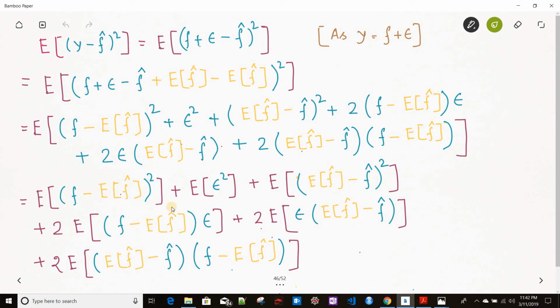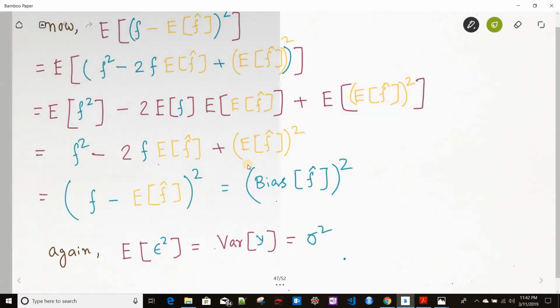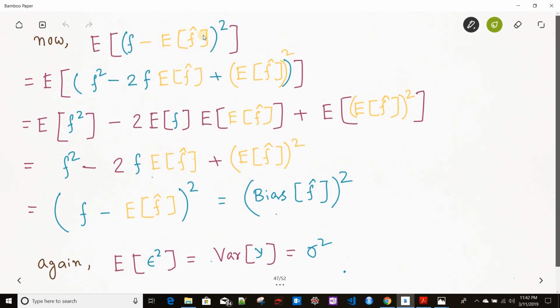Okay, so for that, I have just distributed this expected value over here. Nothing fancy is going on. Now let us work on this term by term. The first term is expected value of f minus expected value of f bar, square. So that is what we are simplifying now. If we simplify the square term, it becomes this. Again, I am distributing the expected value over here.